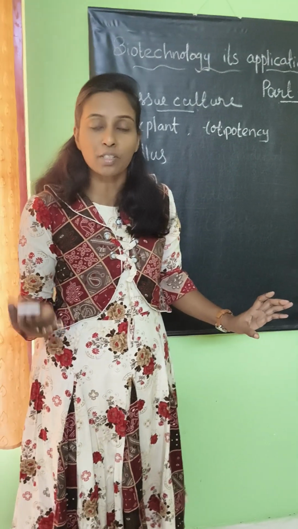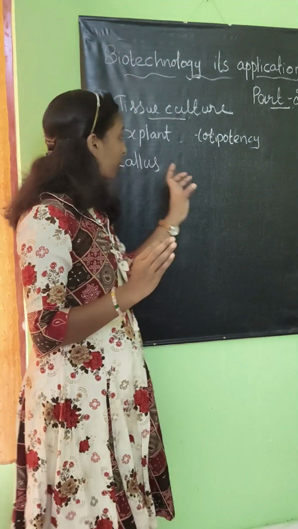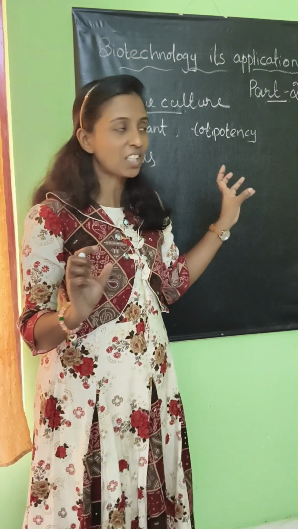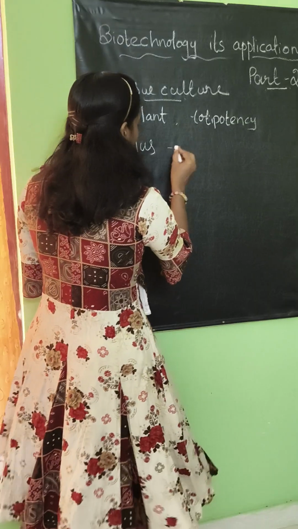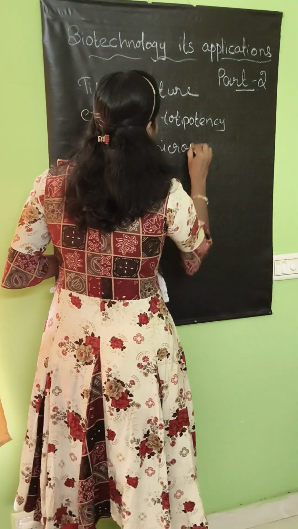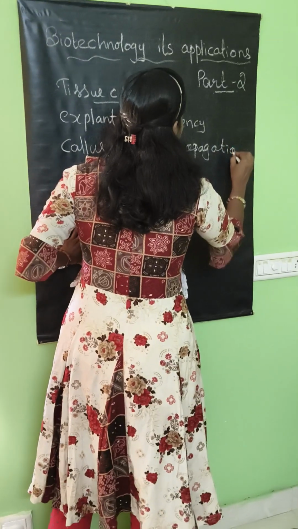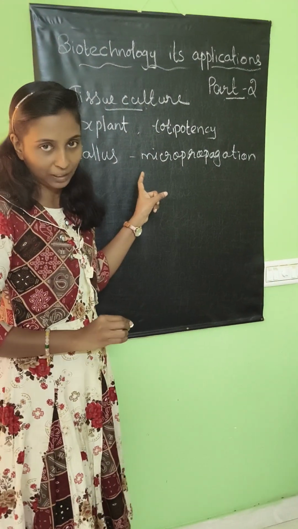Again we have to extract it from the culture media and put it into another culture media. Because of that culture media, with some hormones, the shoot system will develop. So with the help of a small explant, a small tissue, now we get hundreds of plantlets. Such a culture we call tissue culture, and we get hundreds of plantlets. Because of that we call it micropropagation. So tissue culture is also called micropropagation.